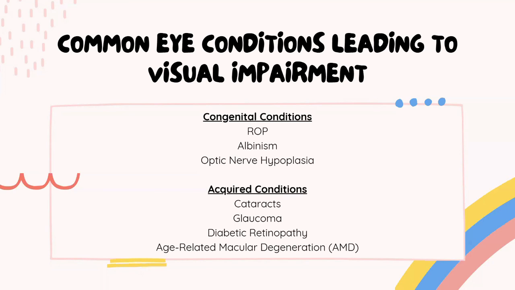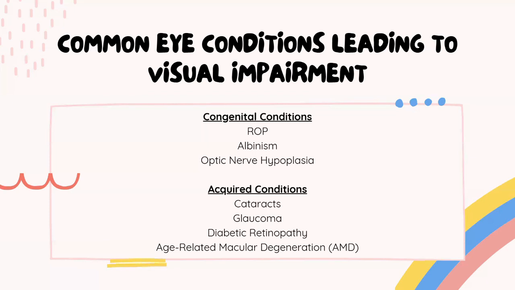Visual impairments can result from congenital or acquired conditions. Under congenital conditions, we have retinopathy of prematurity, albinism, and optic nerve hypoplasia. ROP affects premature infants due to abnormal retinal blood vessel growth. So, a child born prematurely may require eye surgery to prevent blindness.